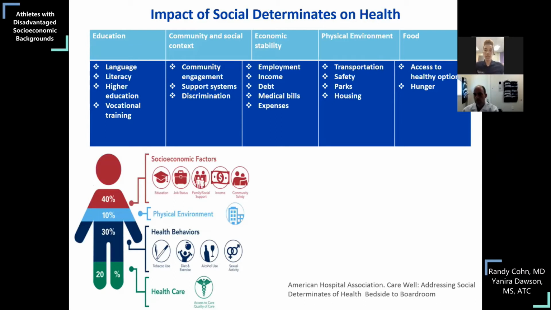So what are these determinants and what do they affect? One's education, community, economic stability, physical environment, and food inequities all play a role in the outcomes, such as one's health status, the expenditure for their health care, and their functional status. Looking at this image, you can see that about 20% of a person's health and well-being is related to the access and quality of healthcare, while the other 80% is associated with physical environment and social determinants in their behavior.